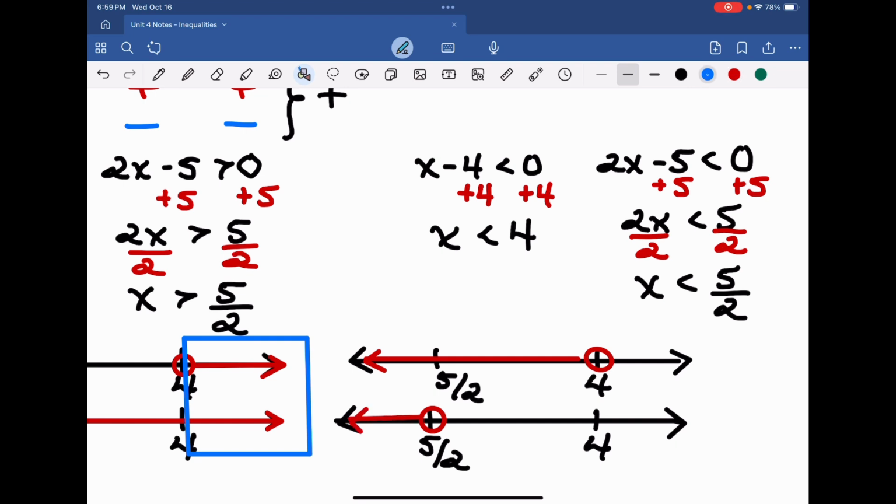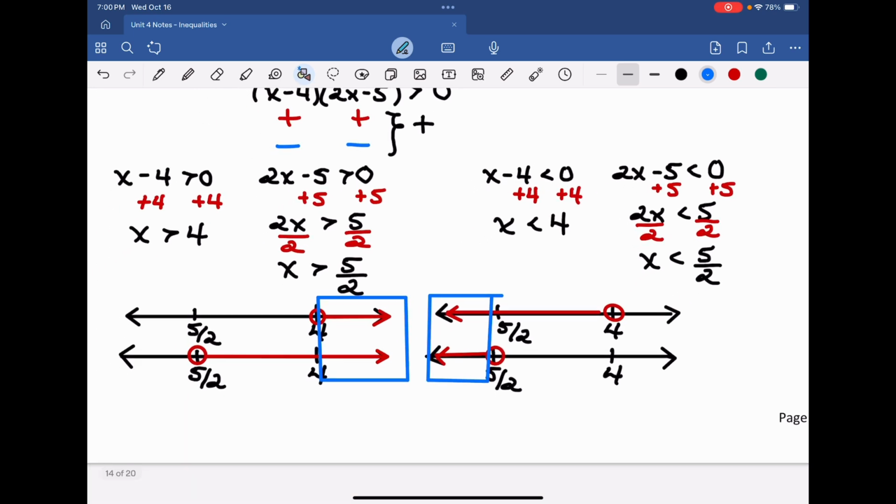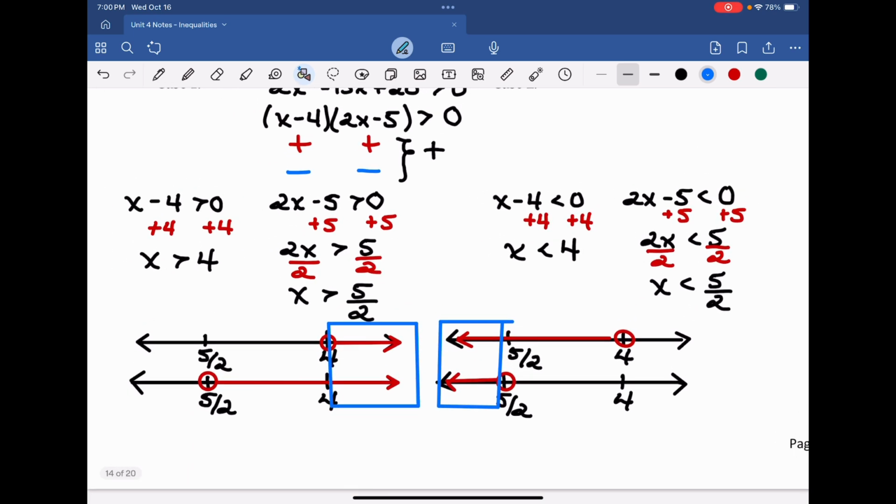And just like we did with the first one, wherever these overlap, we want to make sure we highlight them, or that we draw a box around them, just to say, hey, this is the solution region that should be included. Now, here's where we summarize our answer all together. We're going to do this right below.